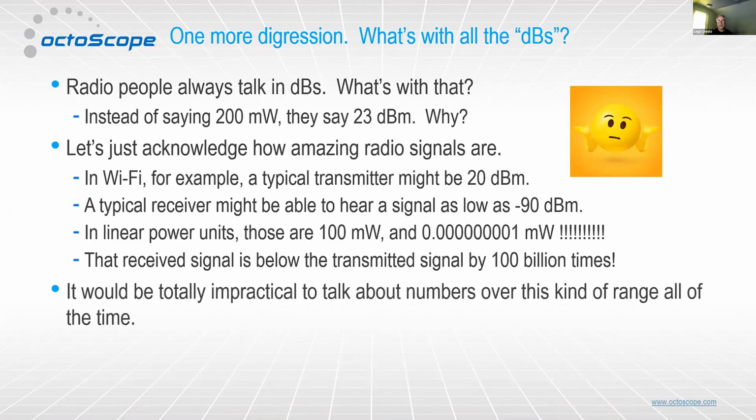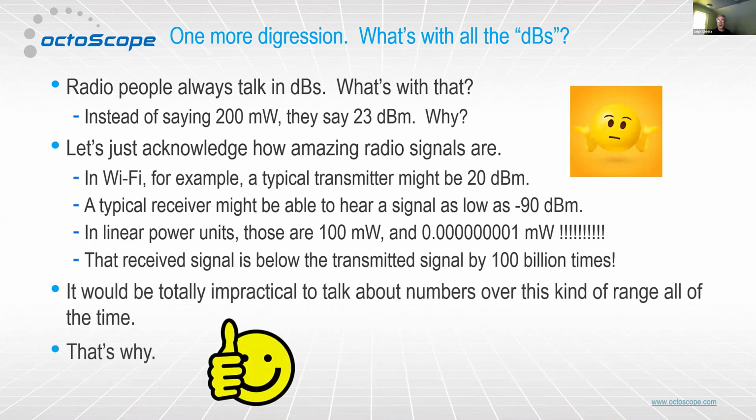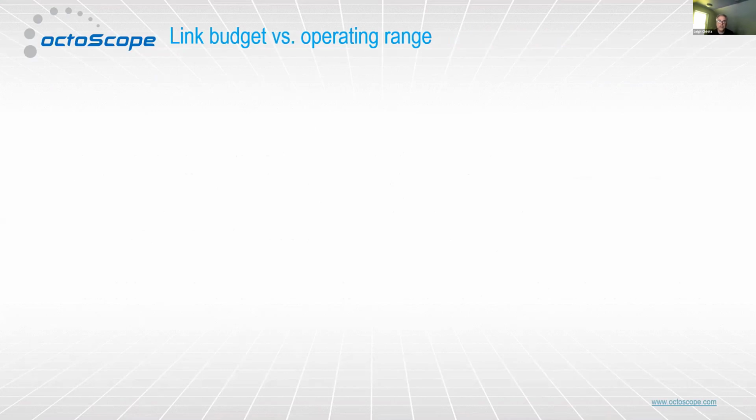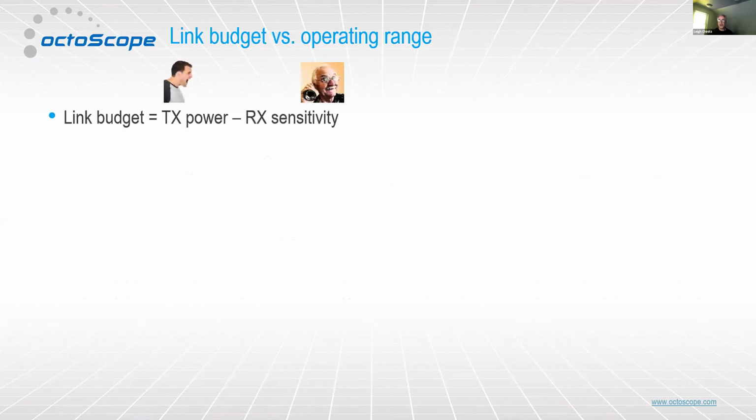But as you can imagine, it would be really impractical to talk about things, when you're actually working day to day, talking about these kinds of ranges. It's just impossible. So that's why people use dBs. It's a much more convenient mechanism for referring to these dramatically different scales of numbers that we have to deal with in radio. Okay, so let's get to link budgets now.